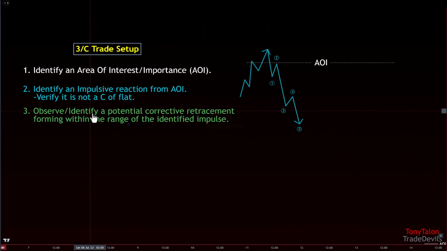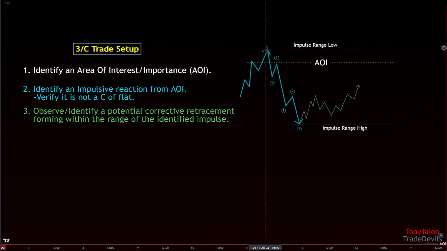All right, step 3. Observe and identify a potential corrective retracement forming within the range of the identified impulse. So basically what that's saying is we're looking for a corrective pattern here. We have this initial swift wave move down, or the impulse wave move down here. We have the impulse range low down here, since the impulse started down here. We have the impulse range high here. This is where the potential impulse ended. As you can see, the corrective pattern broke the wave 4, so that negates that this wave 5 is still in motion, and we're going a little bit deeper.